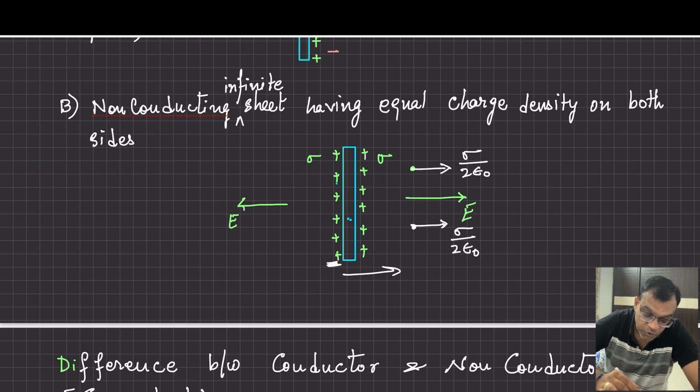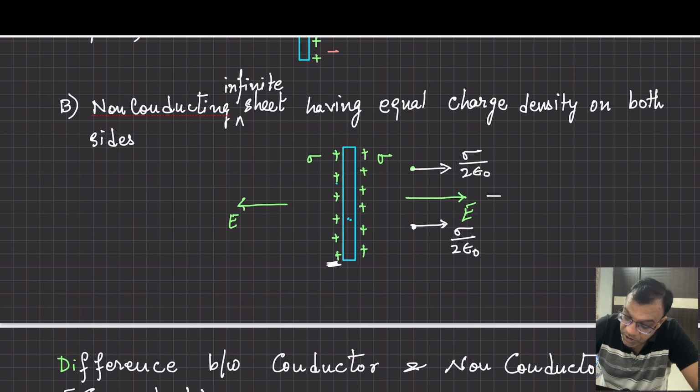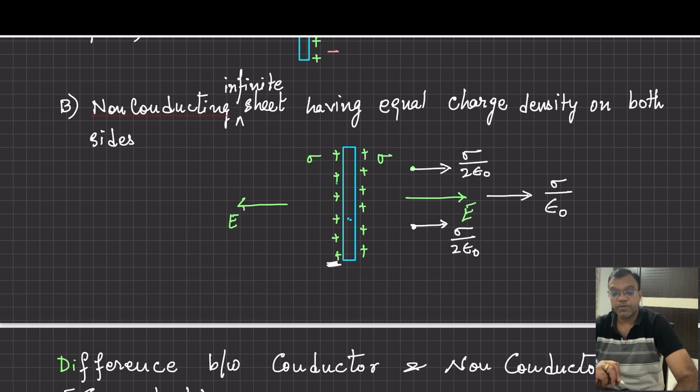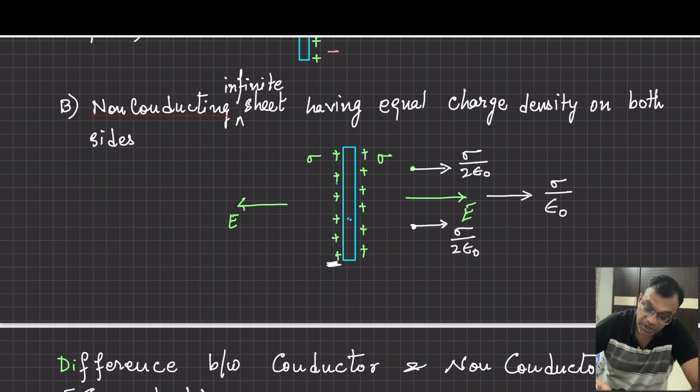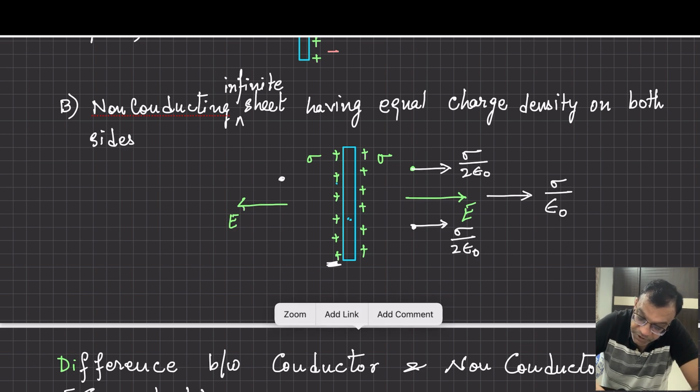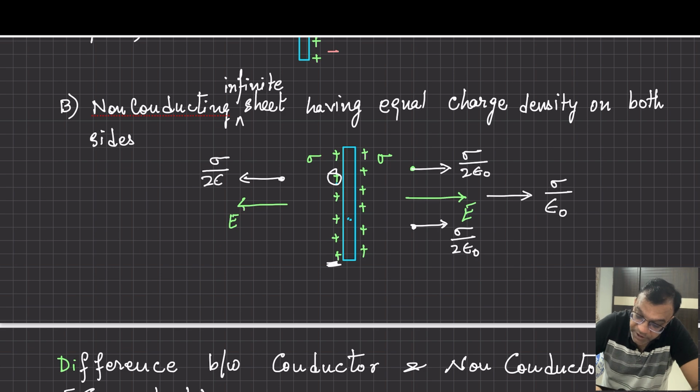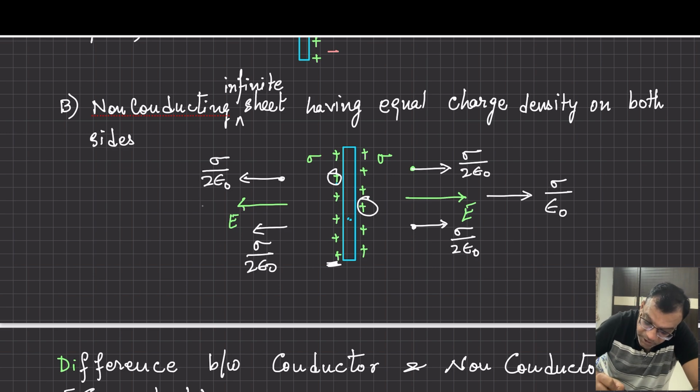Now the total electric field comes out to be sigma upon 2 epsilon naught plus sigma upon 2 epsilon naught, that is sigma upon epsilon naught. And on the left side, due to the left charge, electric field will be sigma upon 2 epsilon naught, and due to the right charge again sigma upon 2 epsilon naught. So if you add these two, you will get sigma upon epsilon naught.